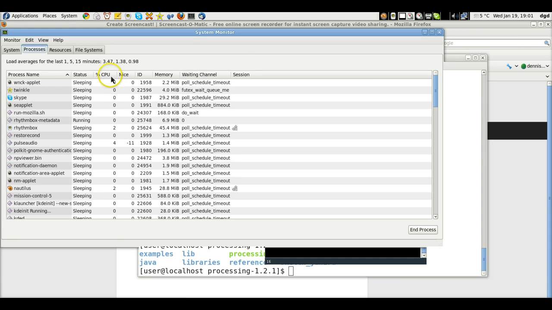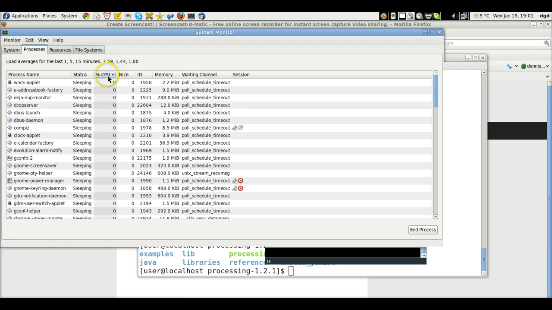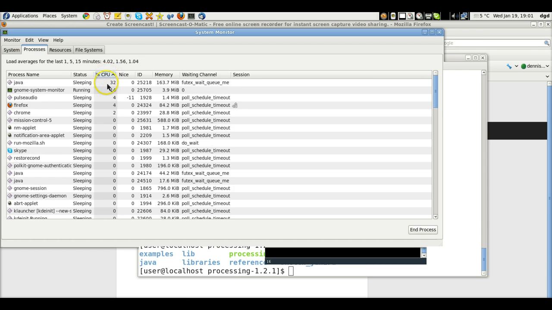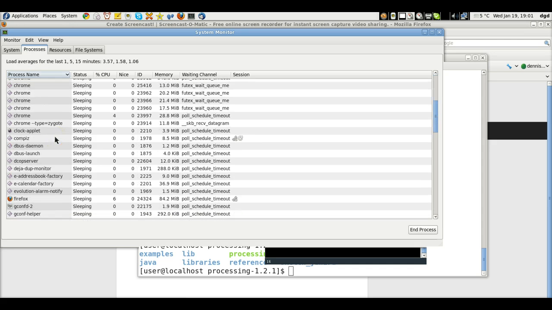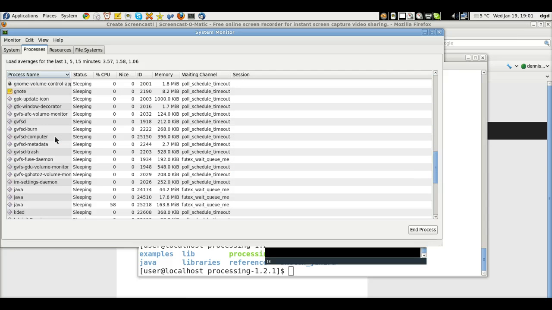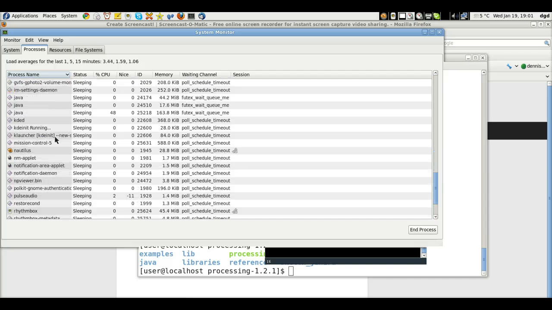Now, which one is it? Okay, it's no CPU, no whole CPU activity going on. Java. Okay, Java, that's what I'm using to record the desktop. Let's see if we can find the process name. And we're looking for processing, obviously.